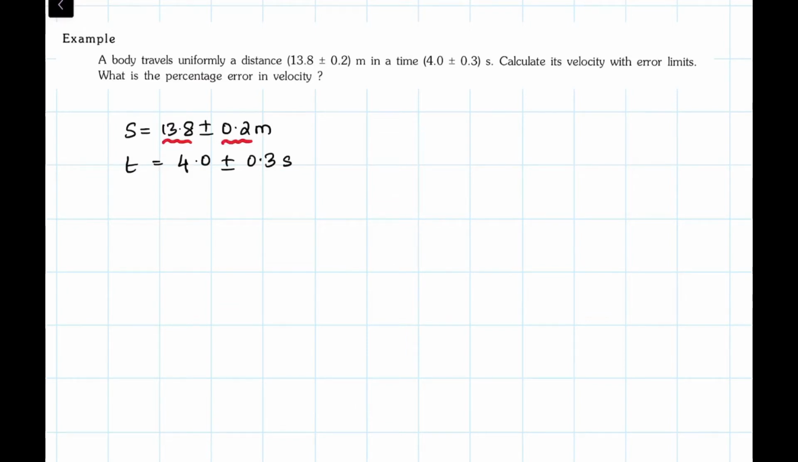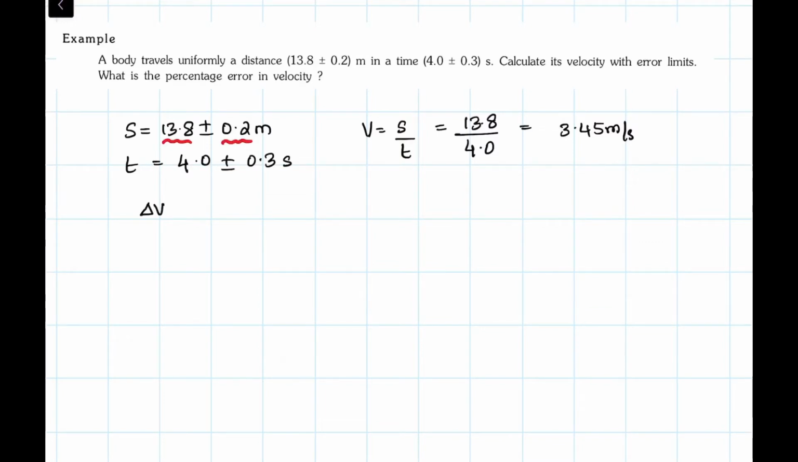Now we have to calculate the velocity. So what is velocity? We know velocity equals displacement by time. So first you have to calculate the magnitude: 13.8 divided by 4.0, you get an answer which is 3.45 meter per second. 3.45 meter per second is the velocity, and we have to calculate the error part of the velocity.